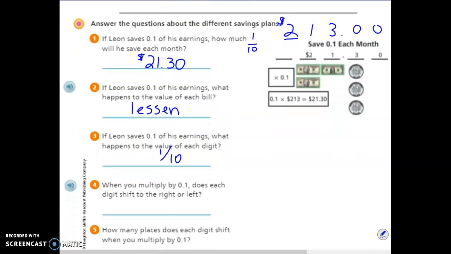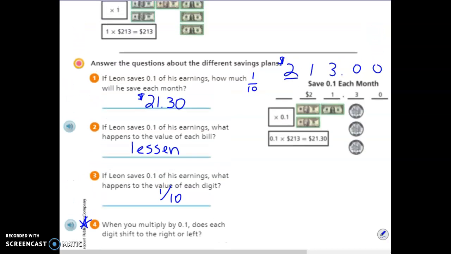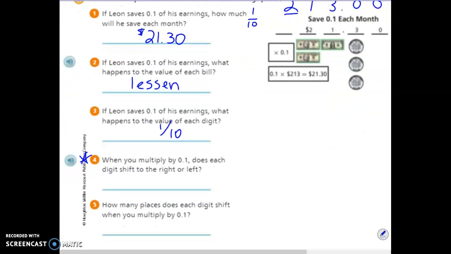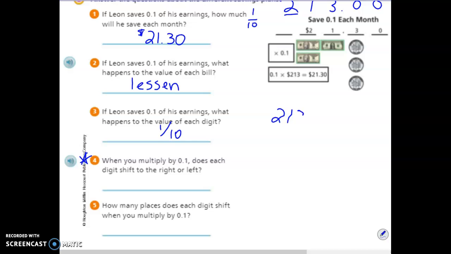Now, for number 4, we're going to take a little bit of a different approach than your textbook company wants us to do. They want you to think of shifting the digits. We're going to talk about shifting the decimal. So I'm going to write those two numbers a little differently down here. Sorry, my smartboard is a little bit off.